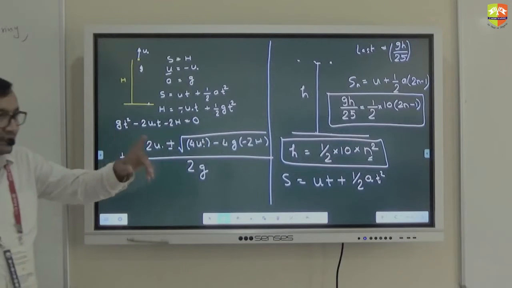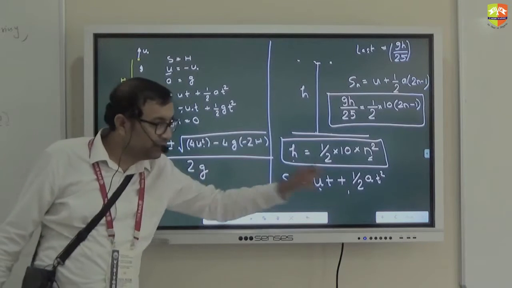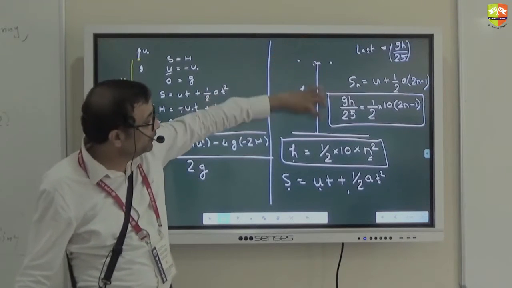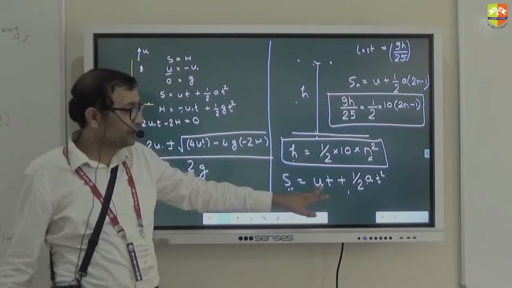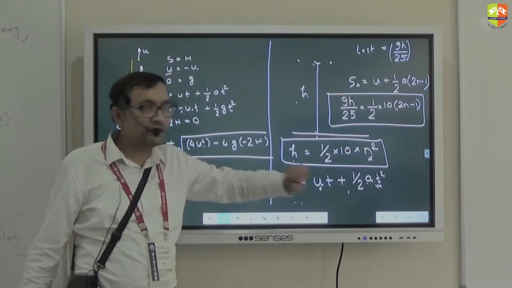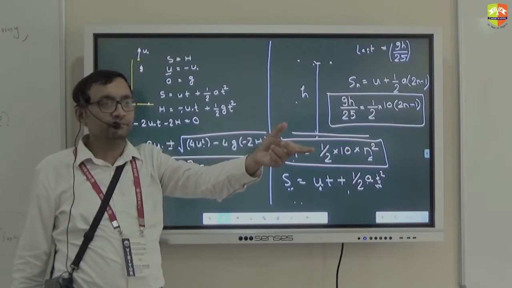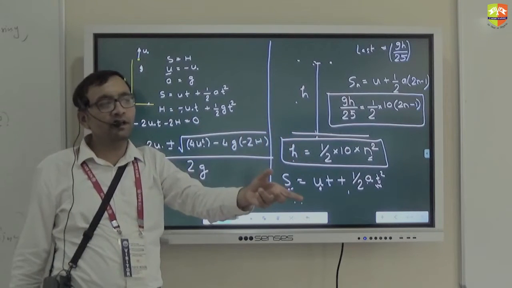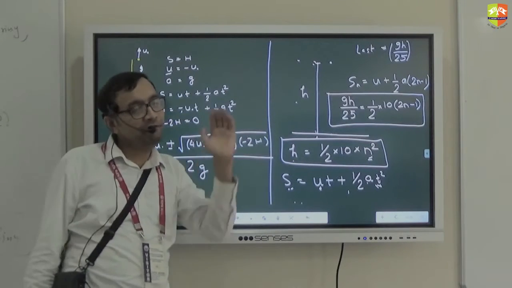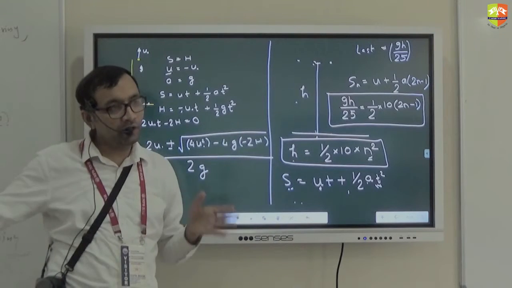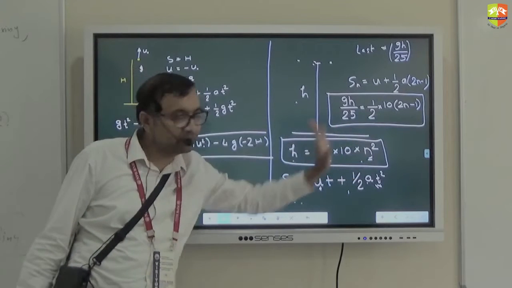Okay, so you're asking from where this equation comes, right? If you use S equal to UT plus half AT square for throughout the journey from here till here, displacement is H, acceleration is G, U is 0, and T is how much time it will take. If I know that final second is nth second, total time will be n seconds. If I say that ninth second is my final second before it hits the ground, total time taken is 9 seconds. So that is why this n and that n both are same.